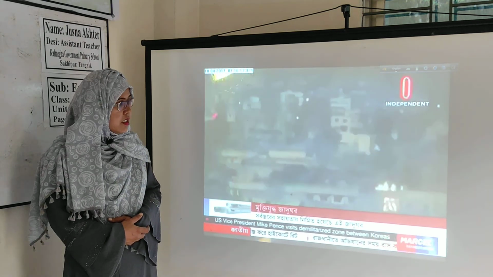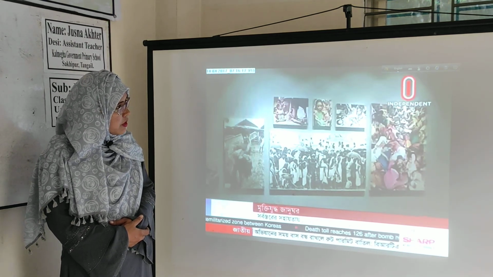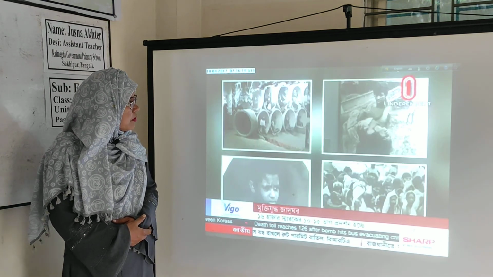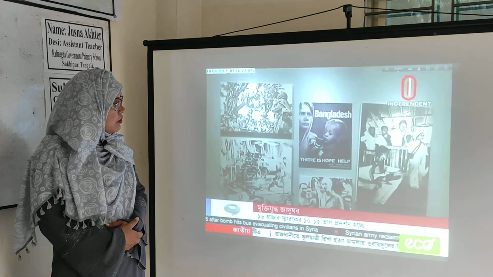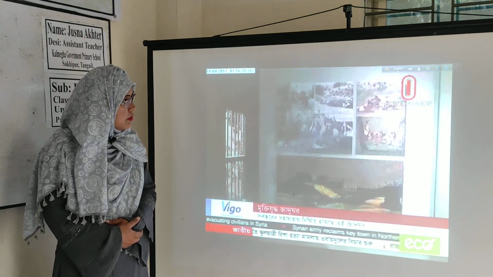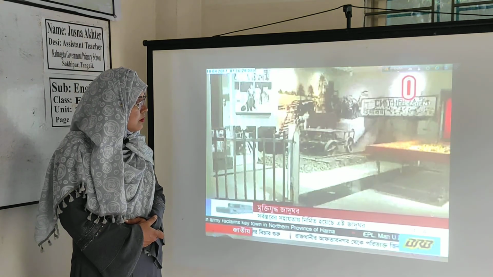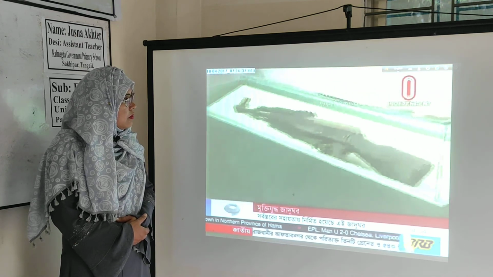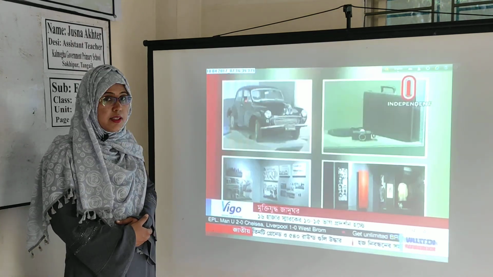There are some galleries. Gallery 2. Here are some pictures. Different types of pictures at the gallery.